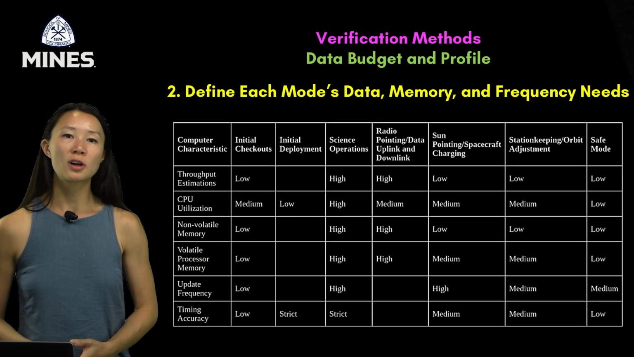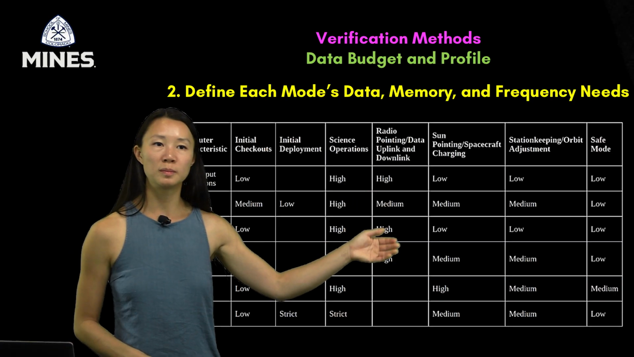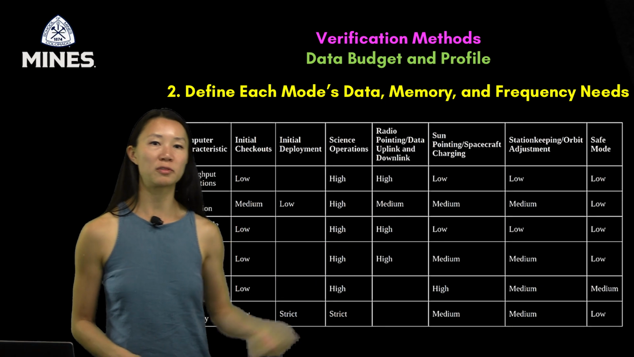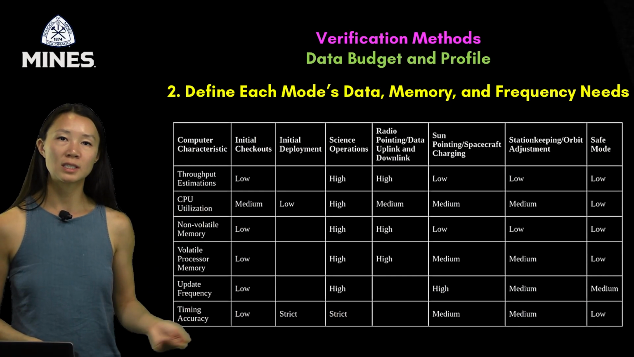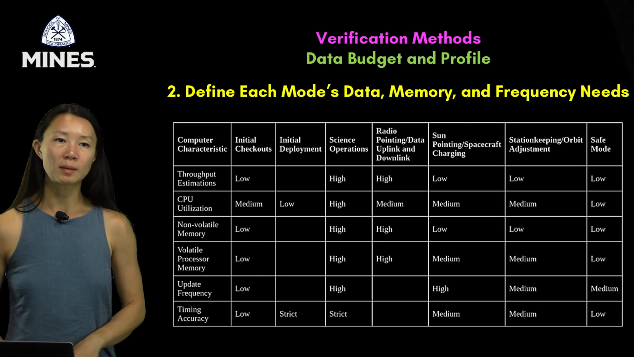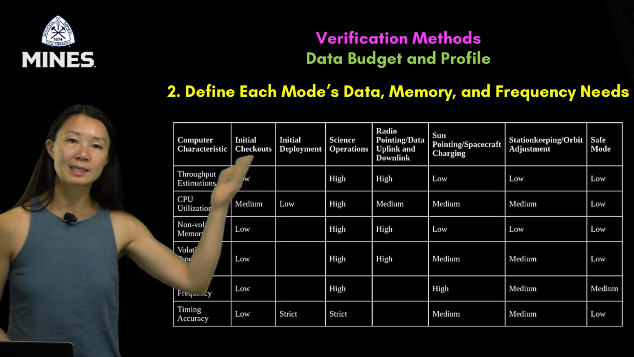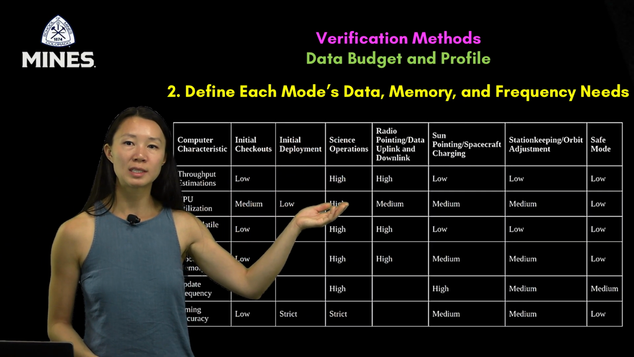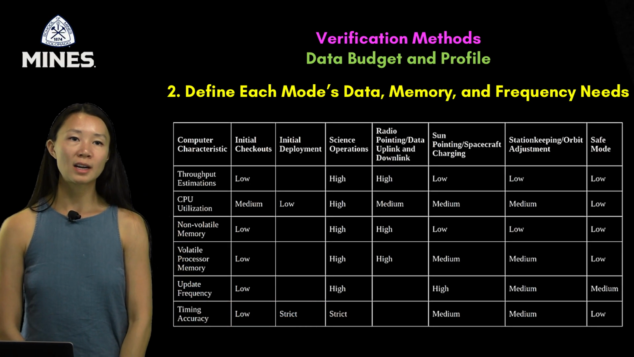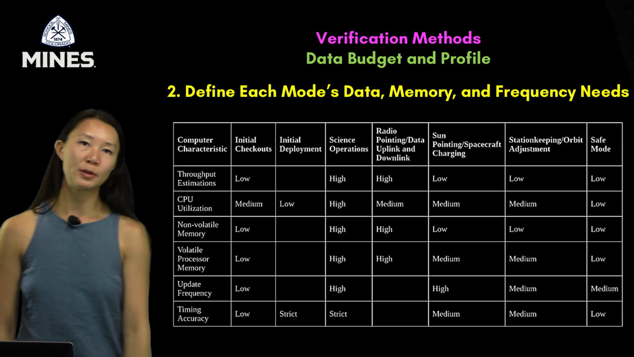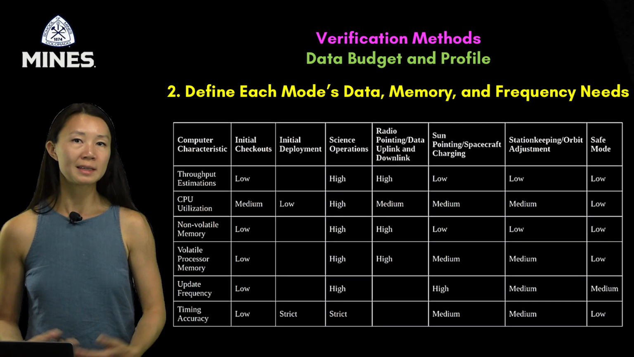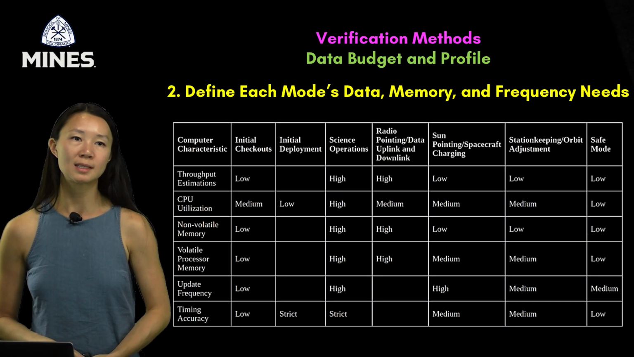In this table, each column represents a different operational mode, from initial checkouts to science operations to safe mode, all the way over there. The rows are the same computer characteristics that we talked about in the previous slide, things like throughput, CPU usage, and memory requirements. For example, during science operations, we expect high throughputs, high CPU utilization, and strict timing accuracy. In contrast, safe mode demands are minimal. Low data, low frequency, and low memory usage, because the system is, by design, in a low power recovery-oriented state.